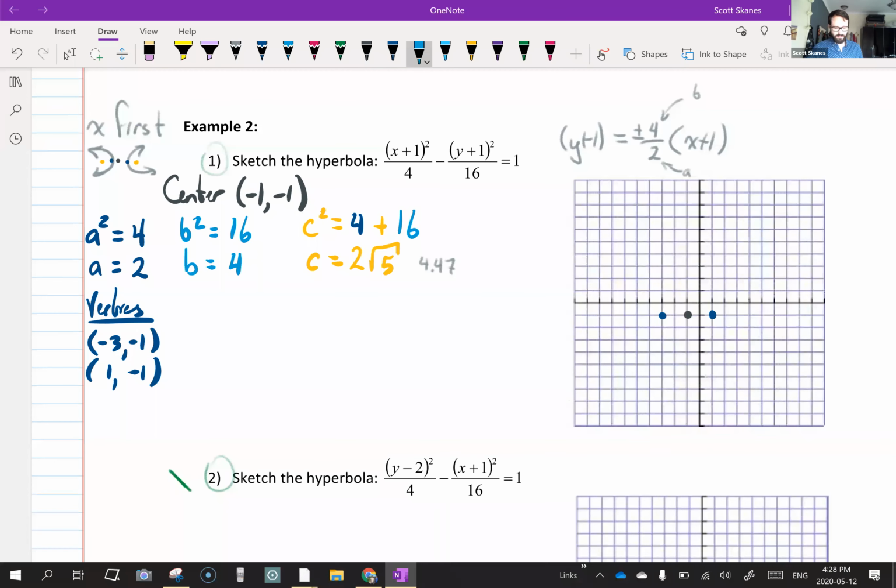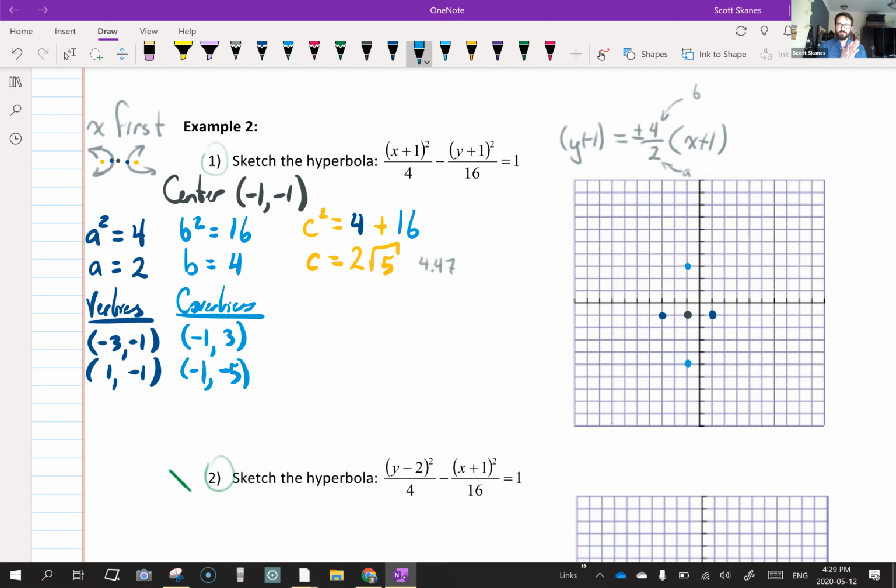What about the co-vertices? Up 4, down 4. 1, 2, 3, 4. Down 4, 1, 2, 3, 4. All right. So if this were an ellipse, I could draw it. It's not an ellipse, but it's the exact same steps. Co-vertices. Up 4 is 3, yes? So it would be -1. -1 up 4 is 3. -1, and then I reduce this by 4, so -5. If I make a mistake, please let me know because I might never catch it. I think that's pretty good so far.